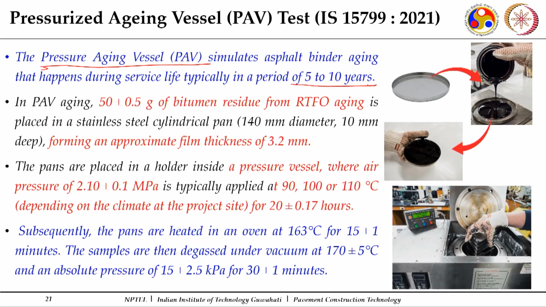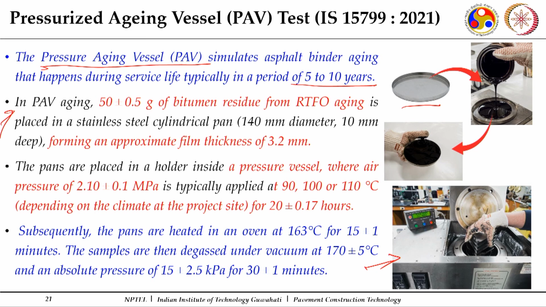You are trying to simulate the aging which can happen for a period of around 5 to 10 years of life. So, this is how a pressure aging vessel looks like. This is a picture of a pressure aging vessel where actual testing is undergoing. So, here again a pan is there.